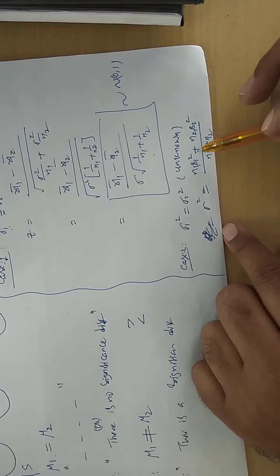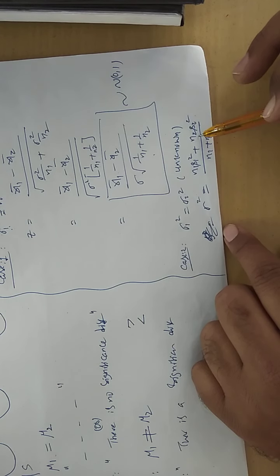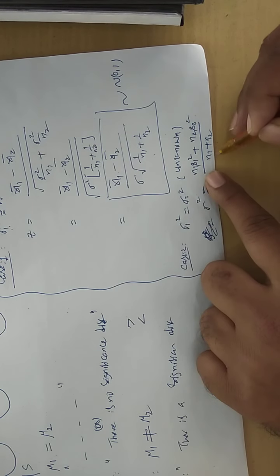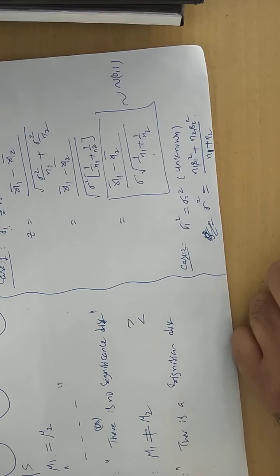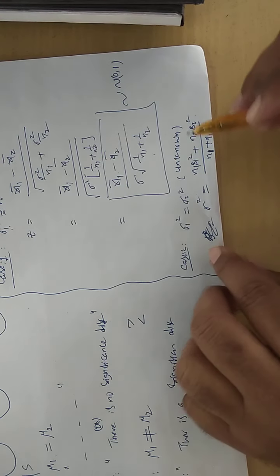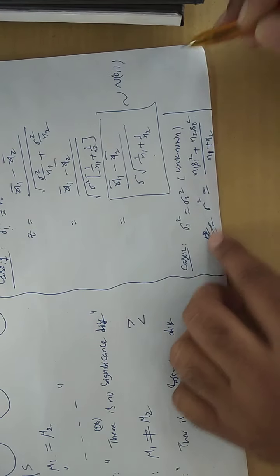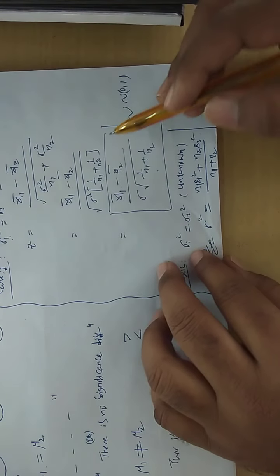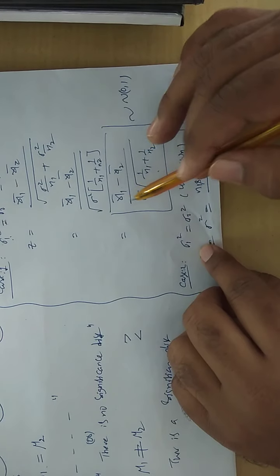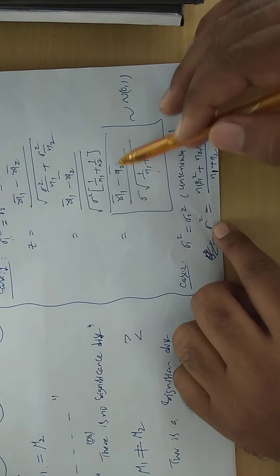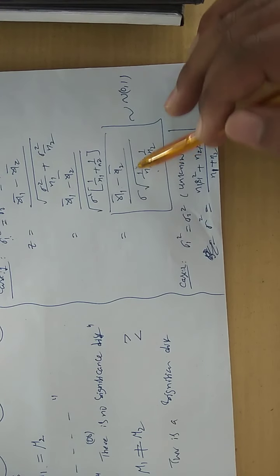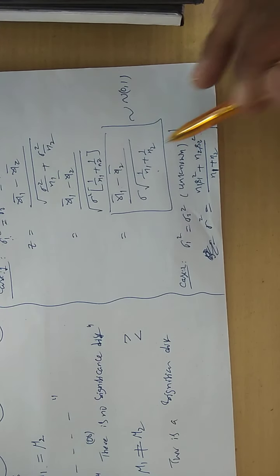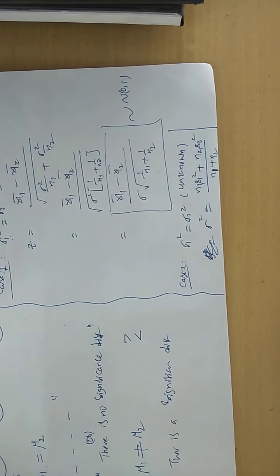So how to get this? Sample size into first sample variance, second sample size into second sample variance, divided by the sum of both sample sizes. Now the formula is going to be, as usual, this formula. By substituting, x1 bar minus x2 bar by square root of 1 by n1 plus 1 by n2. So both are case 1 and case 2.